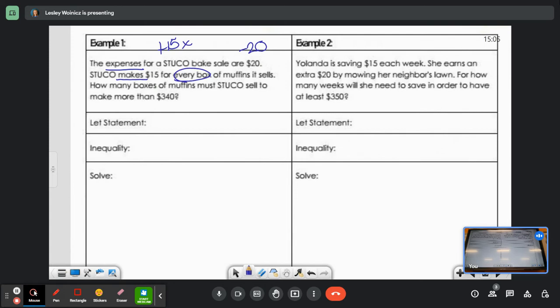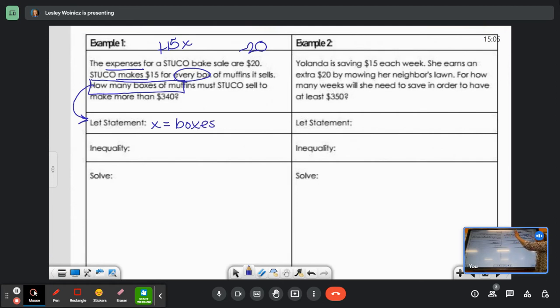How many boxes of muffins must Stucco sell to make more than 340? All right, I see a question. Let's box that. What does our let statement have to be? x has to be boxes of muffins.